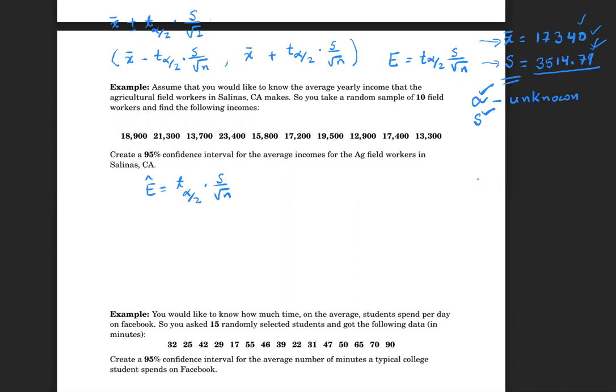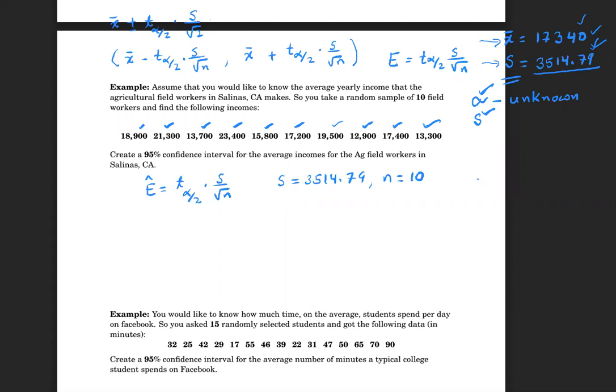Now for this one, we know S is 3514.79. What is n? That's the sample size. How many data points are there? 1, 2, 3, 4, 5, 6, 7, 8, 9, and 10. Our number of data points is 10. Now, how do I find T sub alpha over 2?